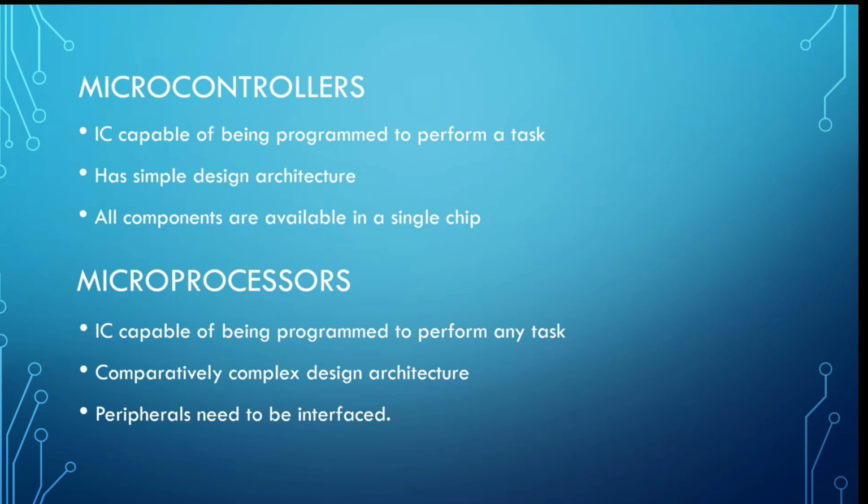Comparison of microcontroller and microprocessor. Microcontrollers are ICs capable of being programmed to perform a single task. It has simple design architecture and all the components are available in a single chip. In contrast, microprocessor ICs are capable of being programmed to perform any task, and comparatively the design architecture is more complex than the microcontroller, and peripherals need to be interfaced separately.